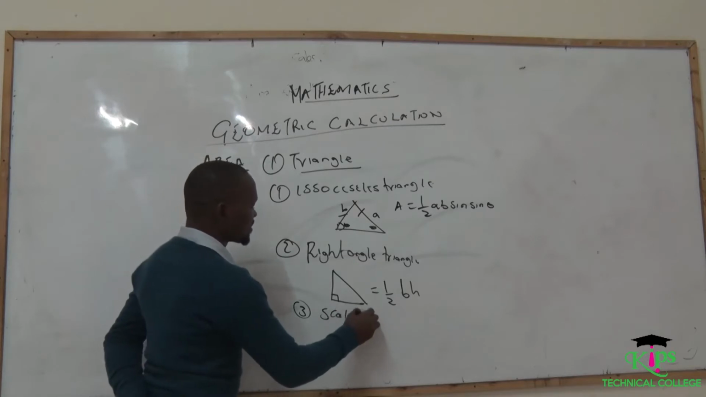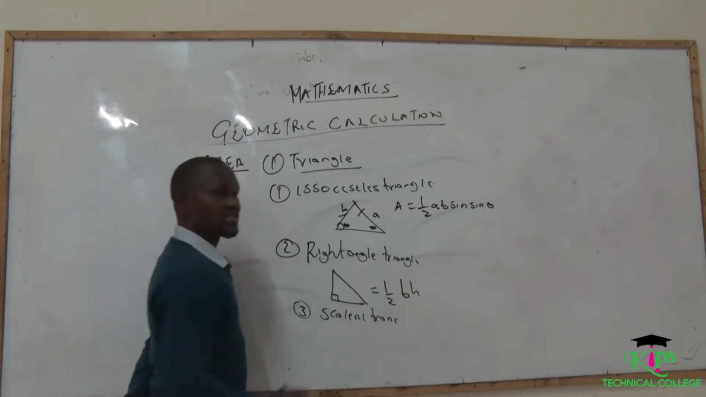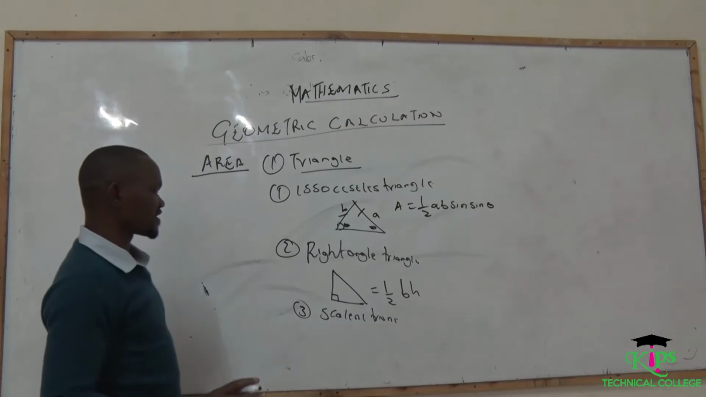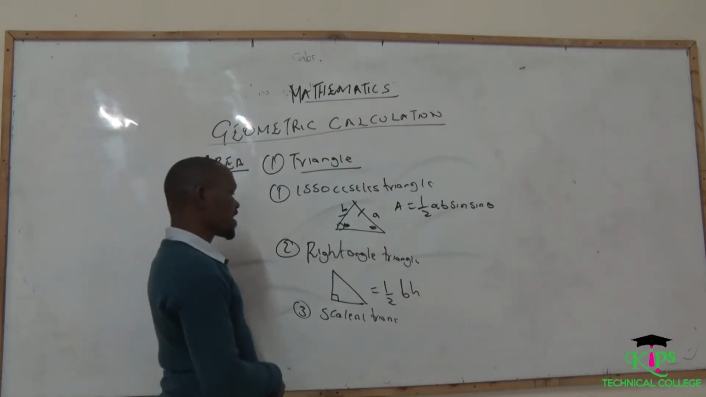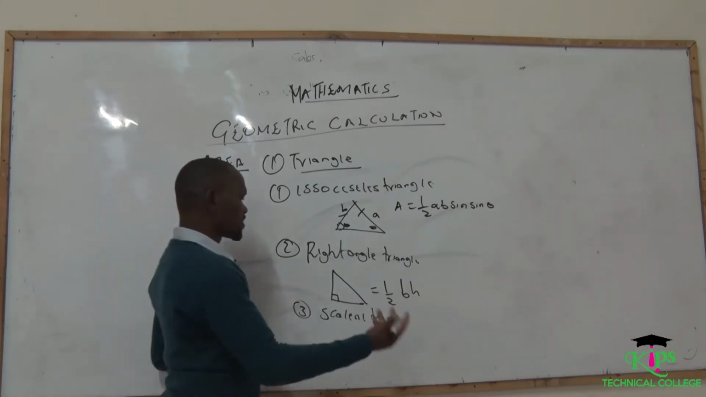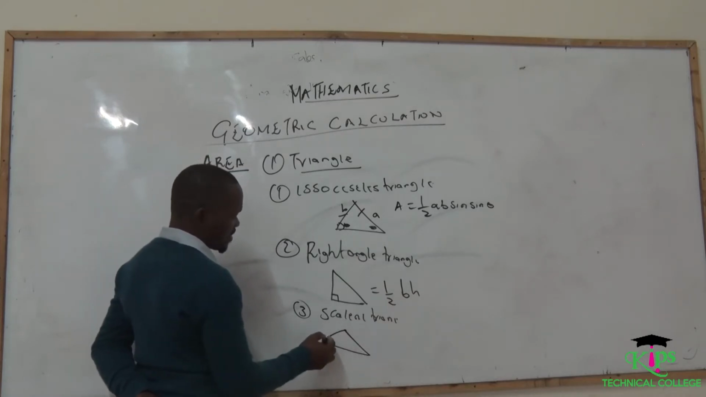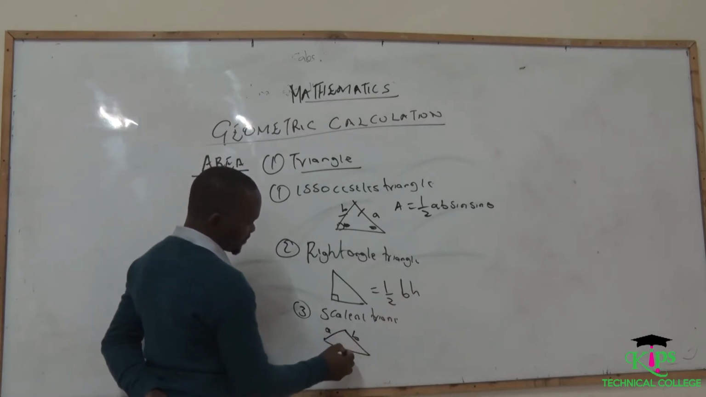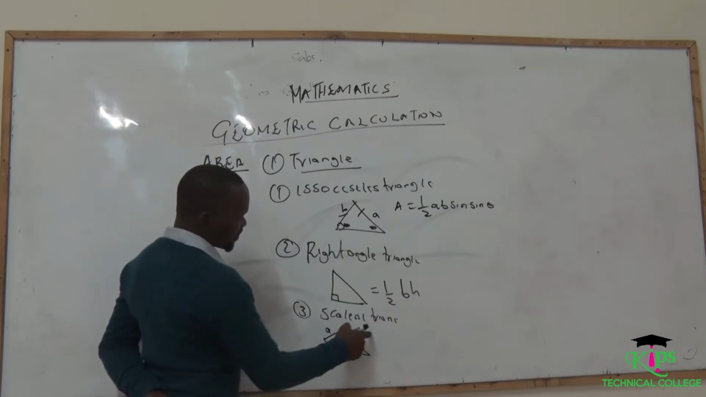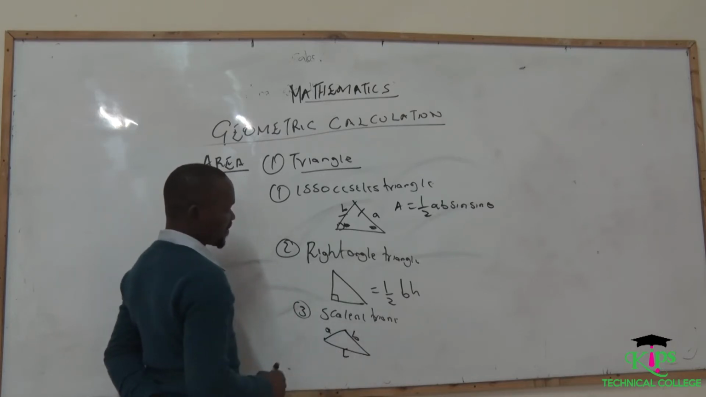A scalene triangle is a triangle where any of the sides differ. So there is no side that equals another. Any of the sides differ, and this is how a scalene triangle looks. Meaning A differs from B, B differs from C, and C differs from A.